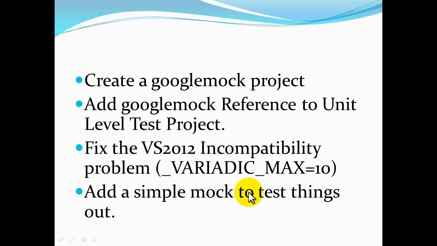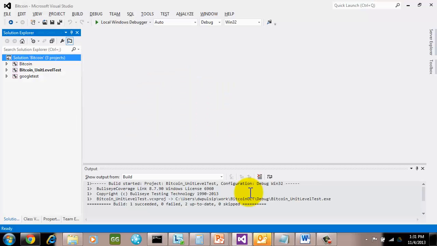So first, we need to create a GoogleMock project in our solution file. Then we'll add the GoogleMock reference to our unit level test project so that we can actually use GoogleMock. We'll make sure that we fix the Visual Studio 2012 incompatibility problem by setting the variadic max in the preprocessor. And then we'll add a simple mock and some tests to make sure things are working out. So let's go ahead and get started.